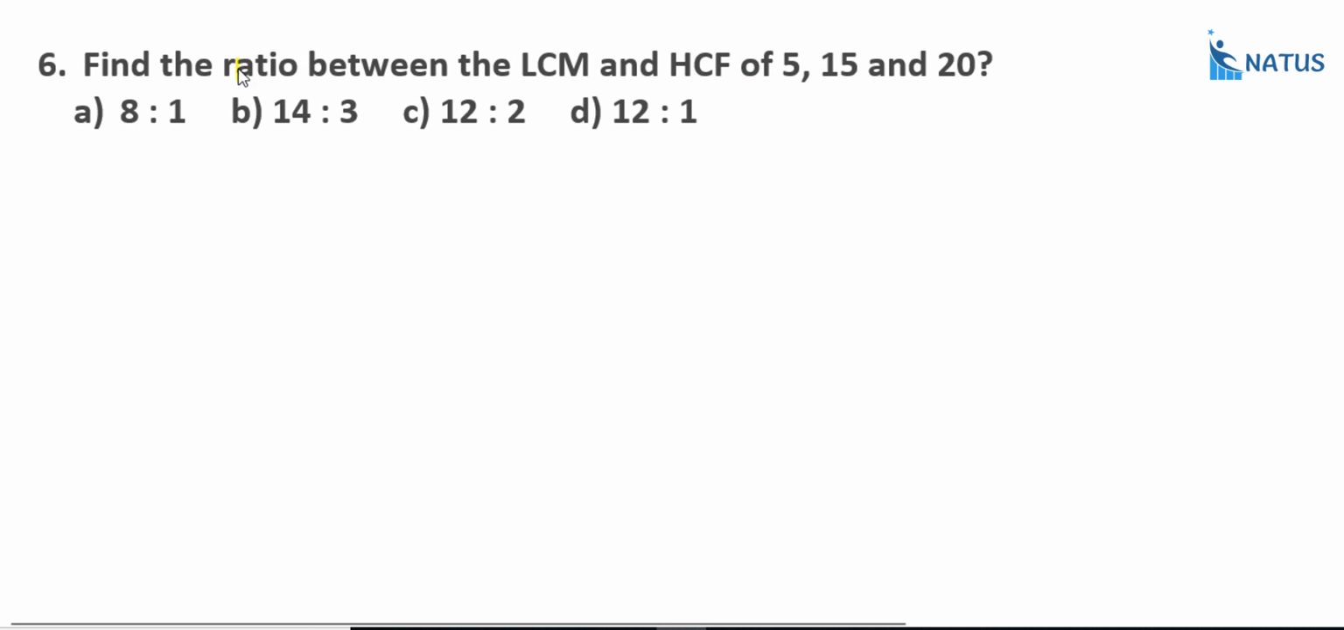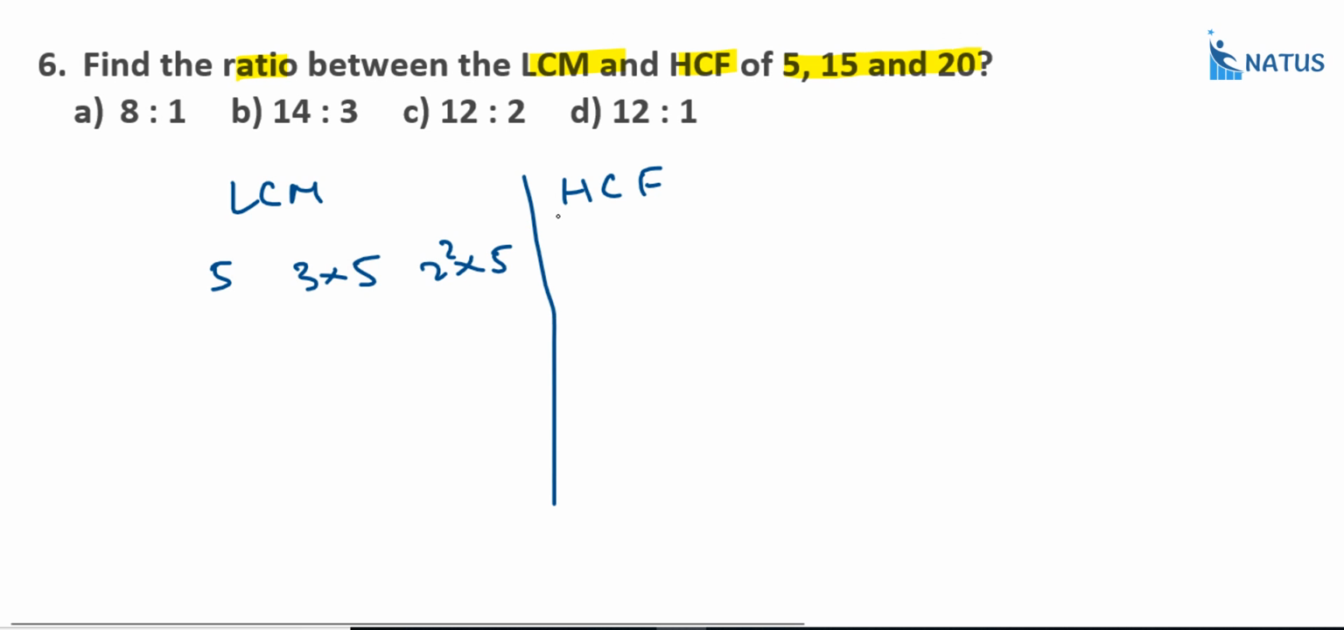Sixth one, find the ratio between LCM and HCF of 5, 15 and 20. See, LCM, HCF. Numbers are 5, 15 which is 3 into 5, and 20 which is 2 square into 5, right? Here also 5, 3 into 5, 2 square into 5.